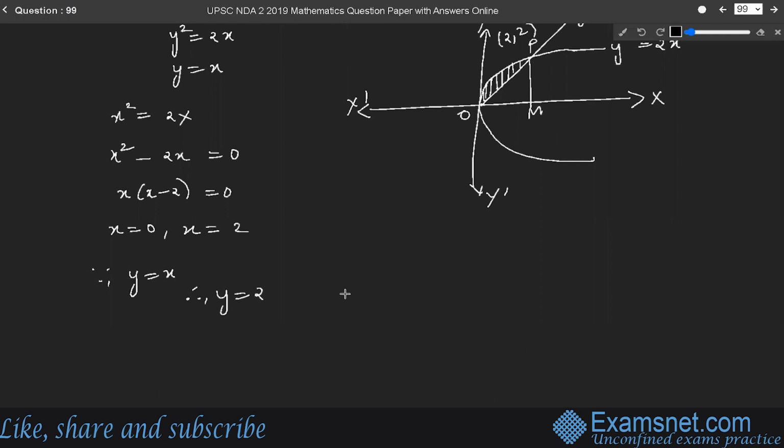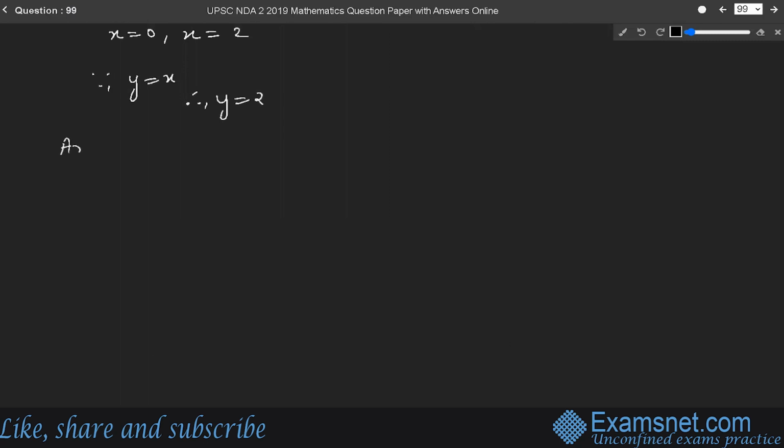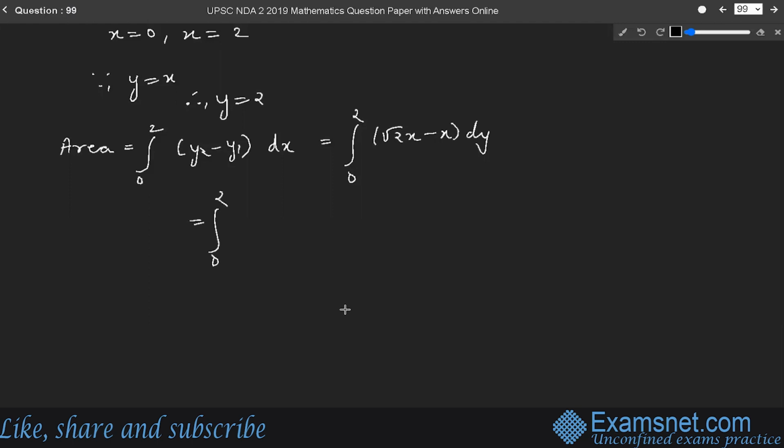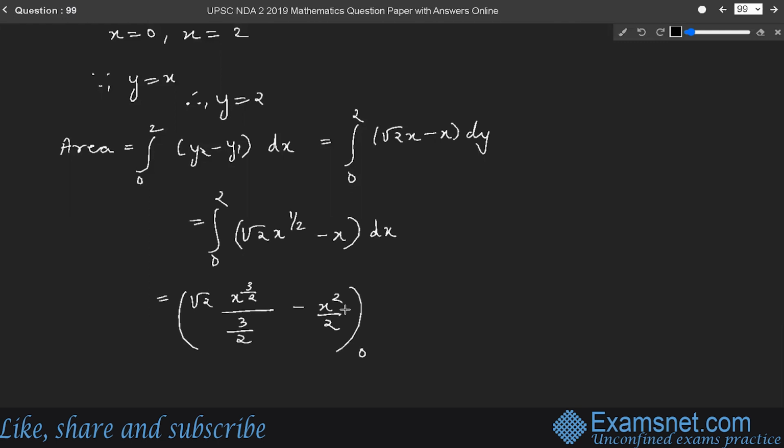Now the required area is the area of the shaded region. So area will be equal to integral 0 to 2 of (y2 minus y1) dx. So it will be integral of 0 to 2 of (root 2x minus x) dx. So it is equal to integral of 0 to 2 of (root 2 x power 1 by 2 minus x) dx, which is equal to root 2 x power 3 by 2 divided by 3 by 2 minus x square upon 2, and the limits are 0 to 2.